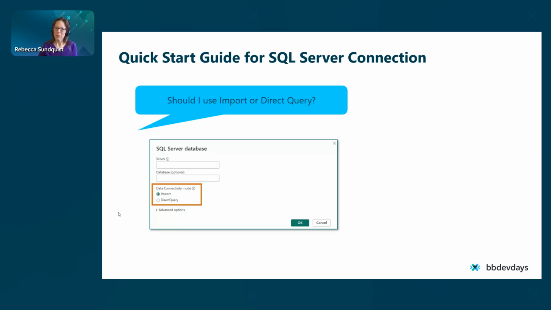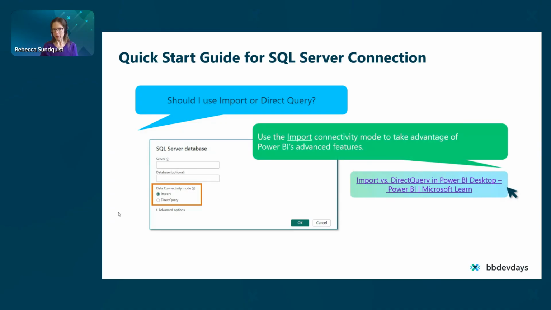So when you're opening up your SQL Server database connector, you're posed with the question, do you want to import or use direct query? Use the import connectivity to take advantage of Power BI's advanced features. What I mean is that's going to import the data into Power BI's VertiPaq engine. That's what DAX is built for. That's what it runs off of, and how you're able to get some lightning fast results from the data that's stored in that engine.